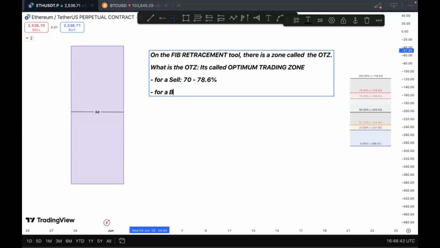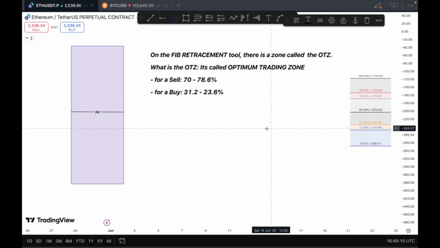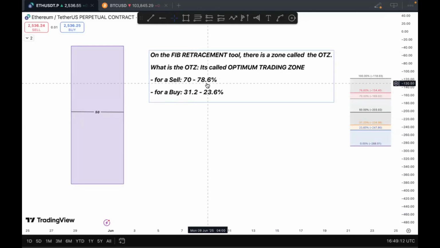For a buy, the optimal trading zone is between 31.2 to 23.6%. Okay? So the optimal trading zone for a sell is what? This. 70 to 78.6%, and for a buy, it's 31.2 to 23.6%. So in other words, you want to see that your structure is formed at this zone.